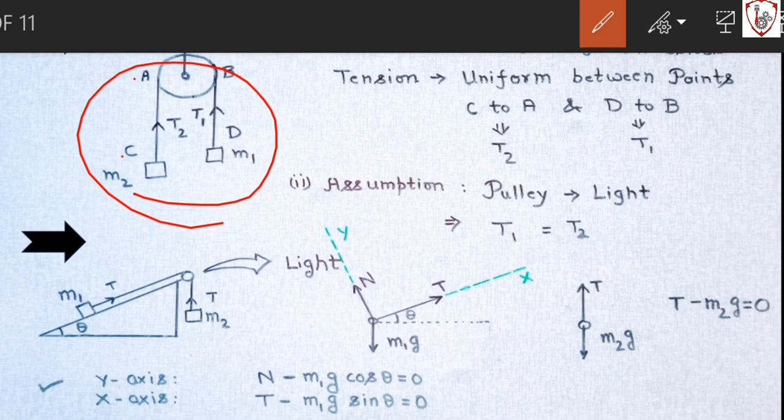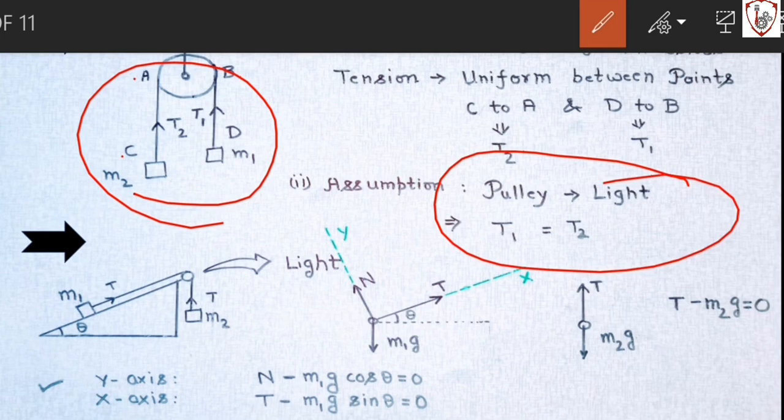Now if we assume further that the pulley is light or massless, you will observe in multiple numerical examples from S.C. Verma, Irodov or Resnick Halliday that they particularly write that the mass of the pulley is light or it's massless. When they say that the pulley is light or massless, then this is the case.